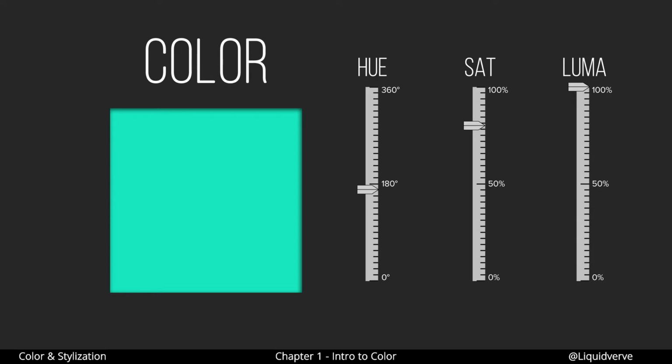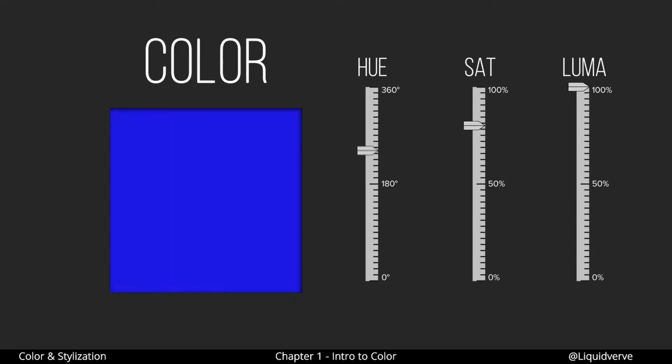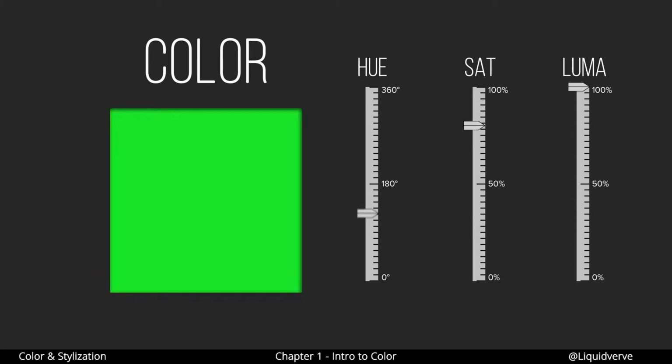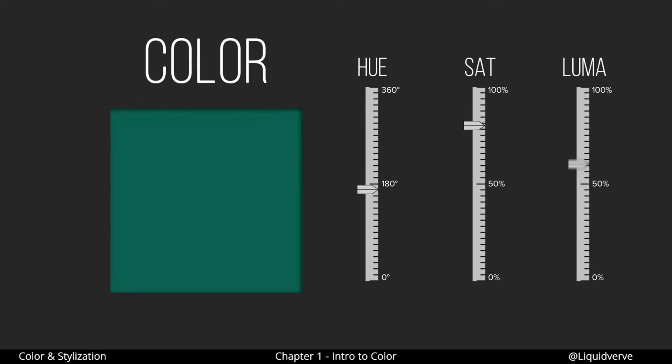Now, if I shift the hue, you'll see the hue change while the saturation and luminance remain constant. And of course, the same thing will happen vice versa with the other two sliders. Here, I'm only changing the saturation, and lastly, I'm isolating the luminance.